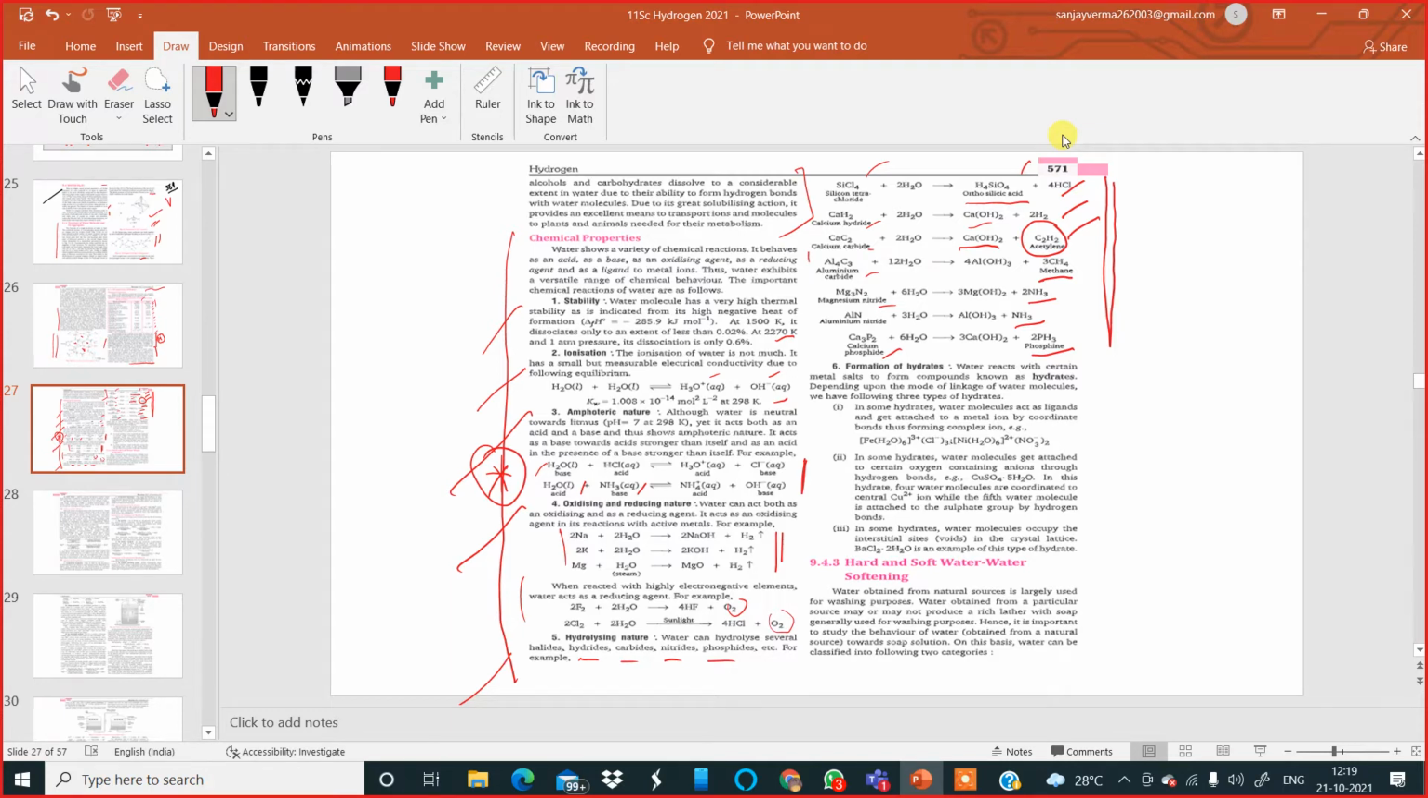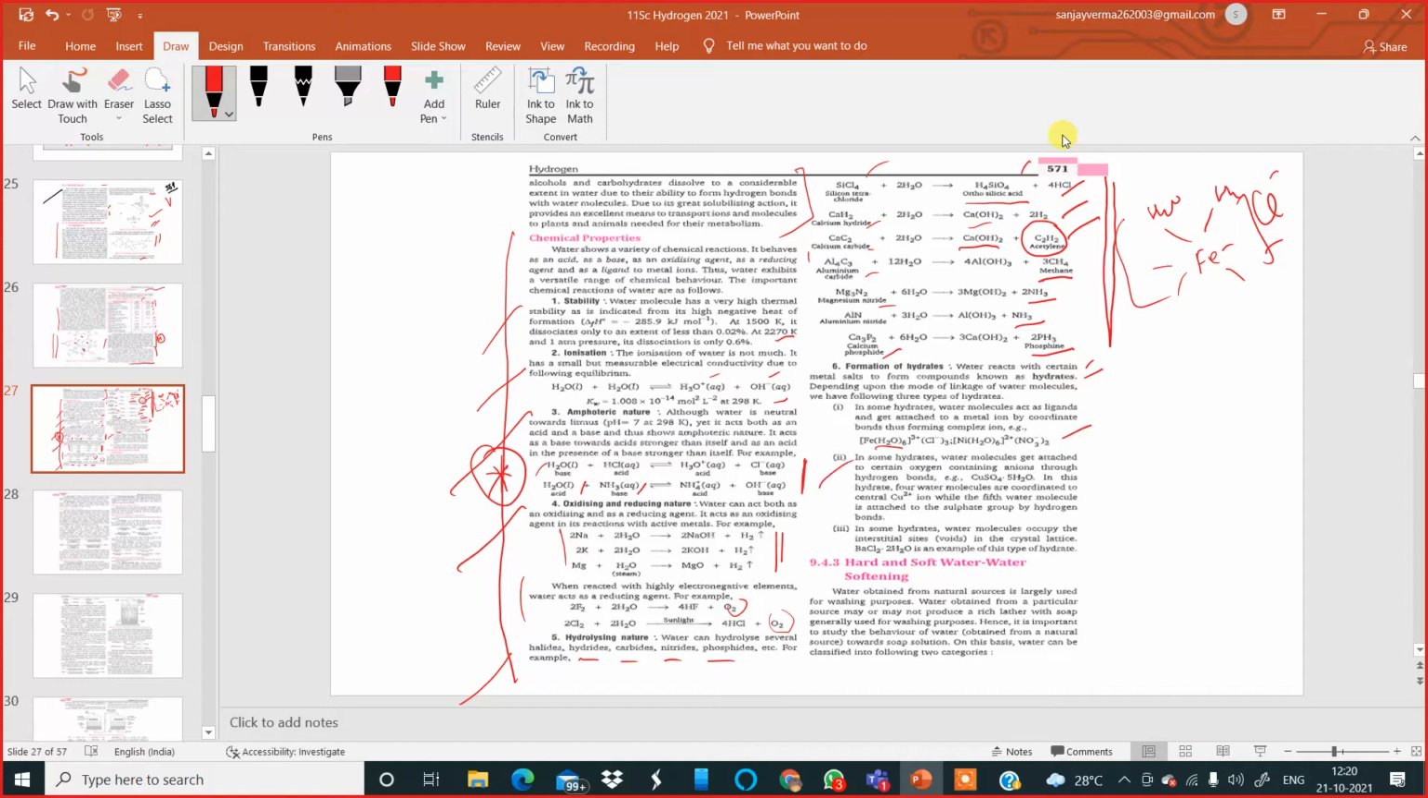Then, formation of hydrates. Water reacts with certain metal salts to form compounds known as hydrates. Depending upon the mode of linkage of water molecules, we have the following three types of hydrates. The first one is coordinate bonds. These six water molecules are linked to iron by means of coordinate bonds like this. Water is here, water is here, 1, 2, 3, 4, 5, 6. So in coordination chemistry, and Cl minus is there. So this is one type of bond you will find in coordination compounds.